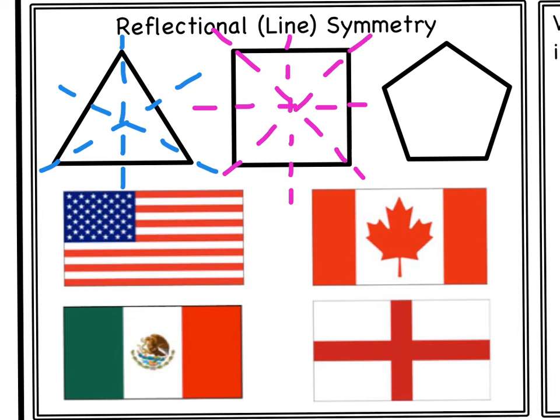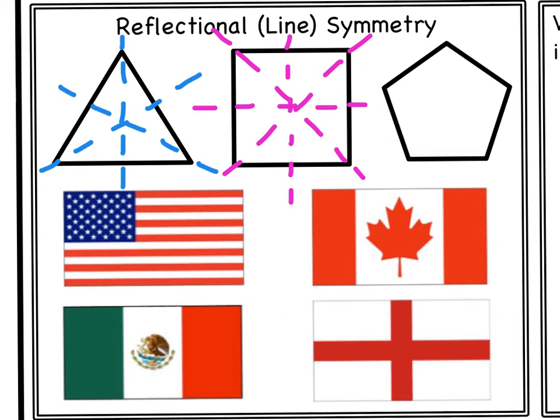Now, what you should notice for each of the figures that we've worked with so far, the triangle, which has 3 sides, also has 3 lines of symmetry. The square, which has 4 sides, has 4 lines of symmetry. That's not a coincidence. What you're going to notice in a second when we go to work with the pentagon, which has 5 sides, it's going to have 5 lines of symmetry. So let's get to our pentagon here.